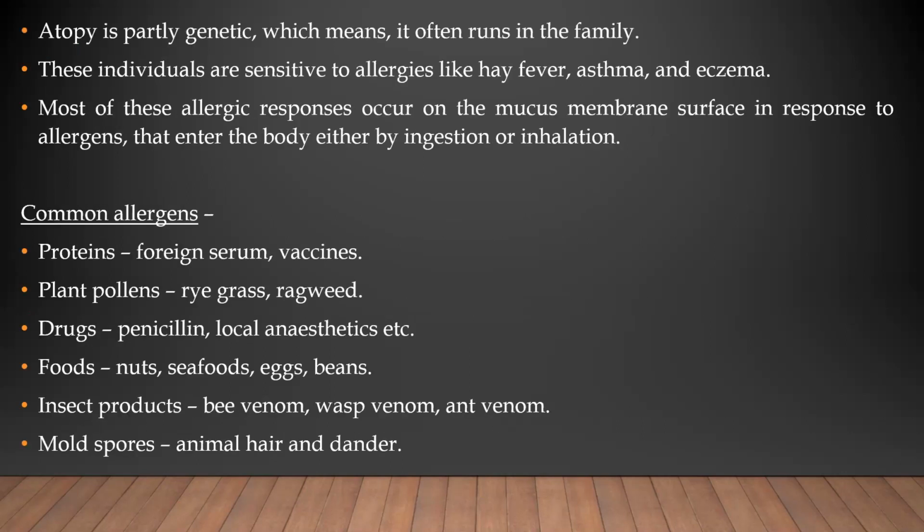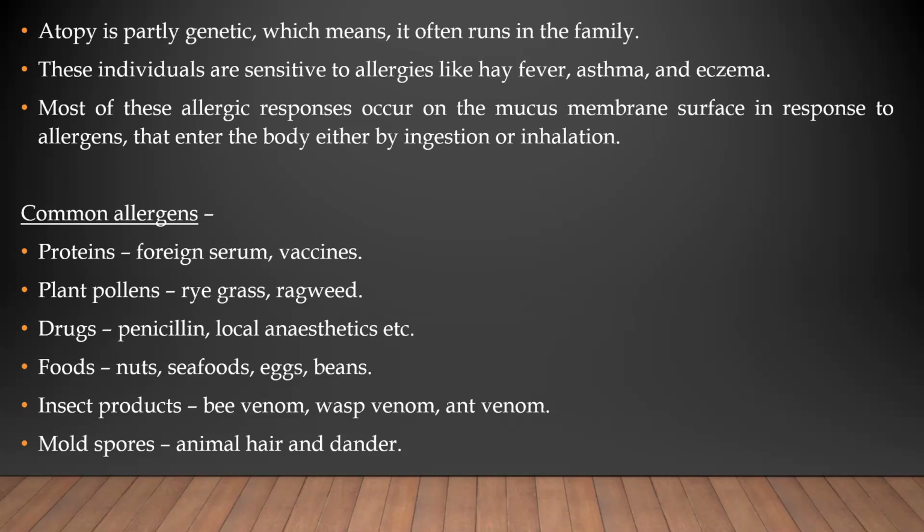We also have to understand that atopy is partly genetic, which means it runs in the family. That means someone in your family will also have an allergic reaction. It may not be the same type of allergic reaction, but it basically runs in the family. These individuals are very sensitive towards allergic reactions like hay fever. Hay fever is also called rhinitis, and it is related to the upper respiratory tract. Many people complain that they have dust allergies, and some complain that they are allergic to pet hair. These are all called hay fever or rhinitis, related to your upper respiratory tract.